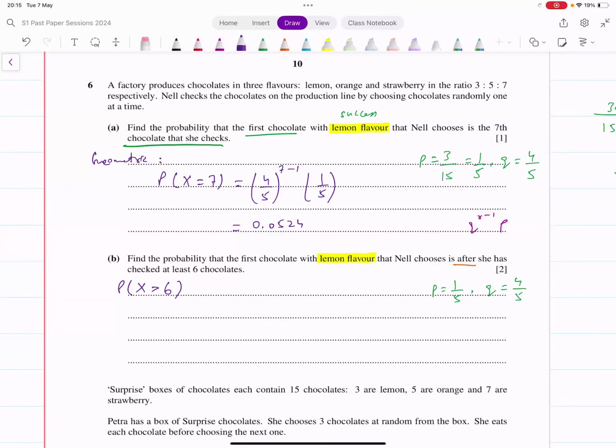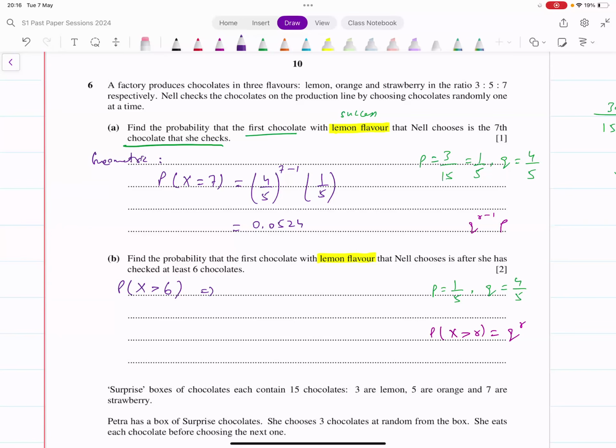Does that make sense? Even though this phrase generally means that you have to include 6 as well, they're saying after here as well. So that means I'm not sure if it's he or she, but she has already checked 6 chocolates, and then the first success comes after that. Okay, so we could say x greater than 6. What's the formula that we know for this? Probability of x greater than r equals q raised to power r.